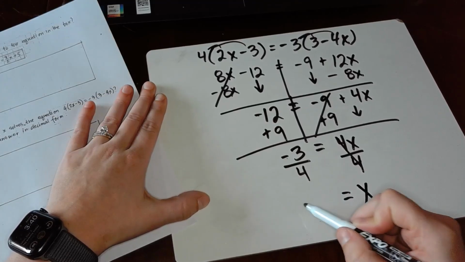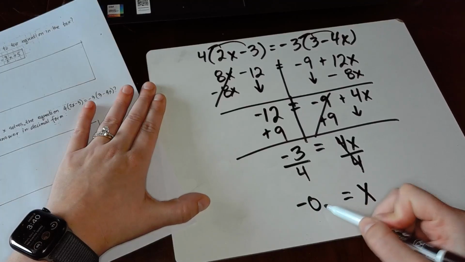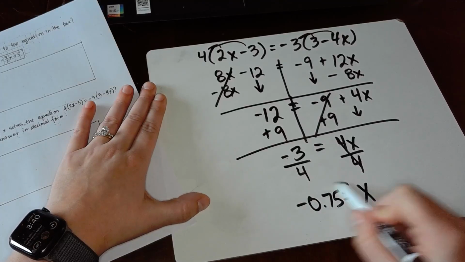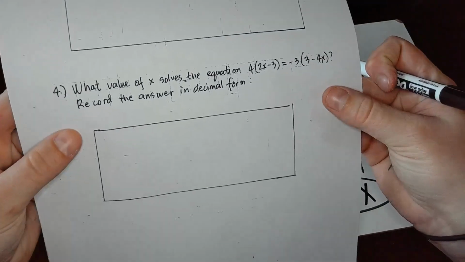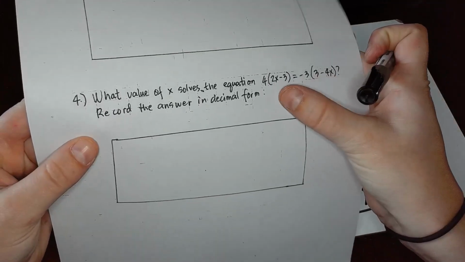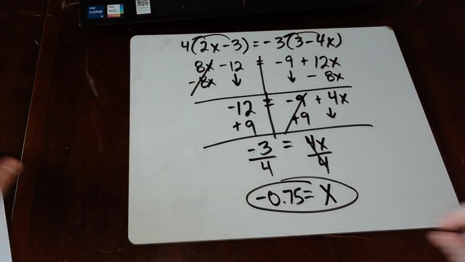If you were to put it in a calculator, or if you just knew what 3/4 was, you would get negative 0.75 as your final answer. Because remember, number 4 wanted you to record the answer in decimal form. All right, so you should have gotten negative 0.75.